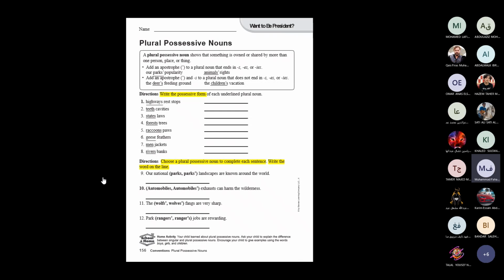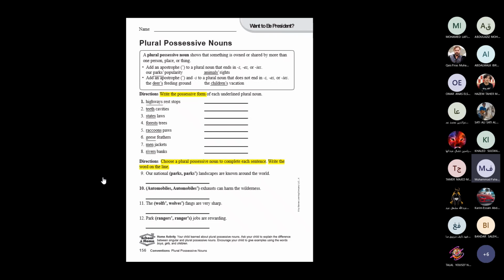Yes. Muhammad Fahad, number 6 is wrong. Number 7 is wrong. Number 2 is wrong. What I said? I said any noun has S at the end, add just an apostrophe. Any noun has no S at the end, you have to add apostrophe and S. Understand, Muhammad?